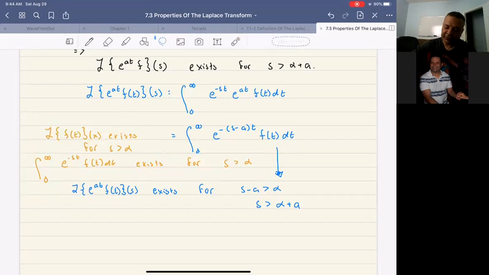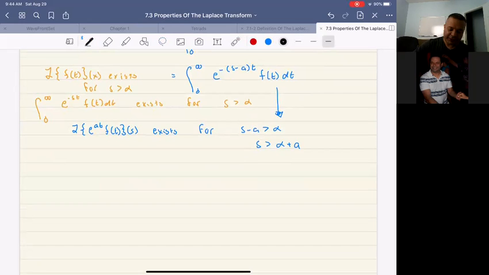All right, the next thing to look at is the derivative. Again, this one's in the book, but it's such an important property, and the idea behind it is so powerful and so important that I want to talk about it as well. So, the Laplace transform of the derivative.